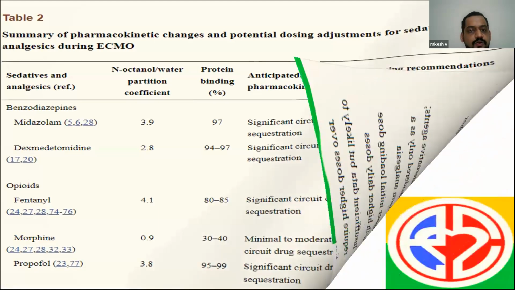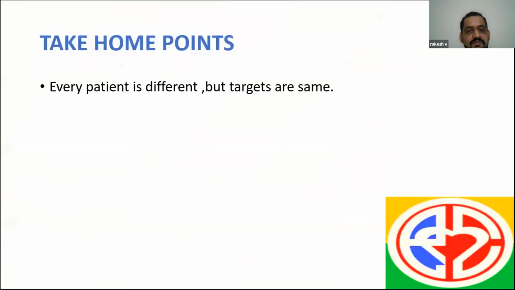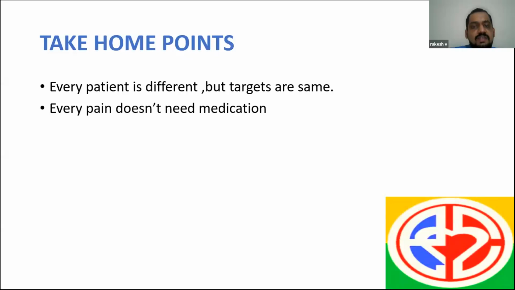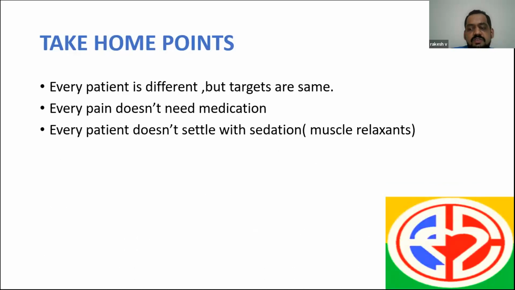Coming to take-home points, I'd like to conclude here. Every patient is different, but the targets remain the same. No need to have the same drug; have the same target. Every pain does not need medication. You need to understand where the pain is coming from. Sometimes non-pharmacological therapy is going to help much better than pharmacological therapies. And every patient does not settle down with sedation. Sometimes, in spite of giving so many drugs, the patient is not going to settle down. Don't forget your muscle relaxants in the armamentarium. Sometimes you need to paralyze the patient.